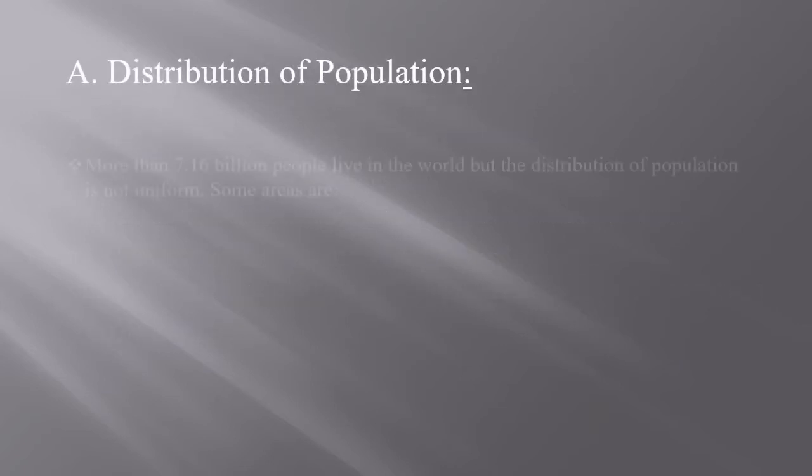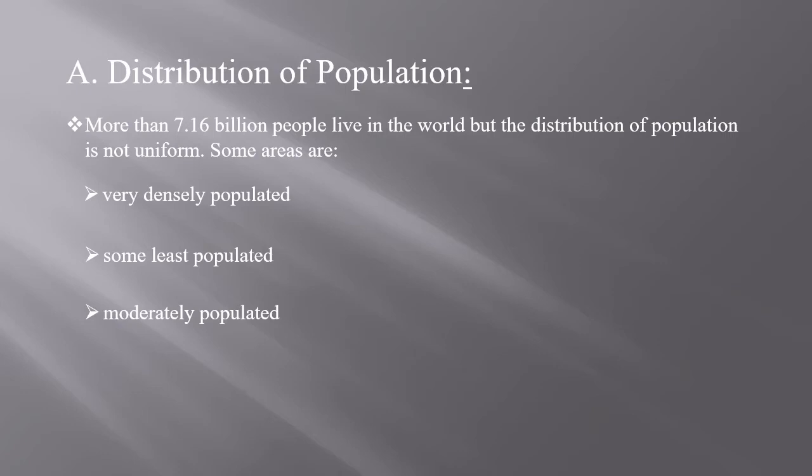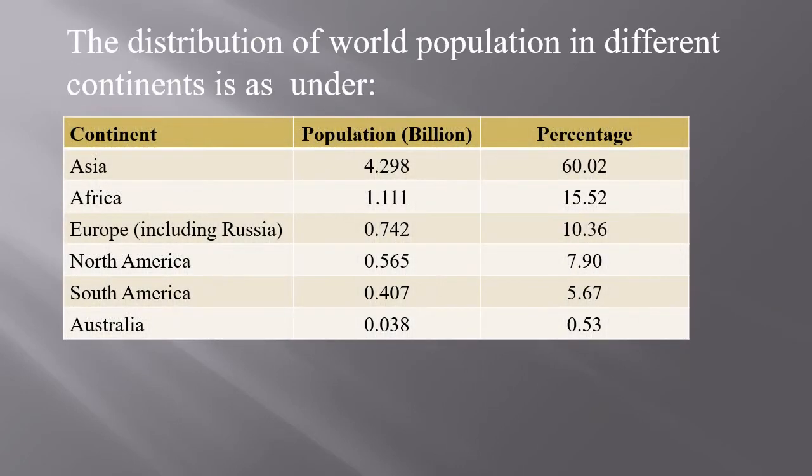Distribution of population. More than 7.16 billion people live in the world, but the distribution of population is not uniform. Some areas are very densely populated, some least populated, and some are moderately populated. In order to explain the previous points, we can say that the distribution of the world population in different continents is as under.